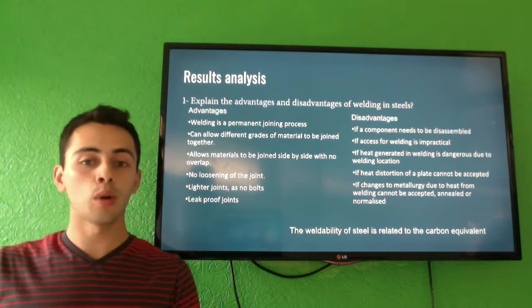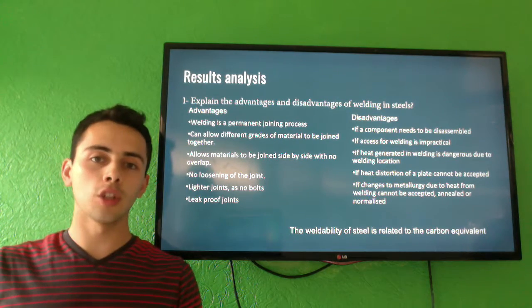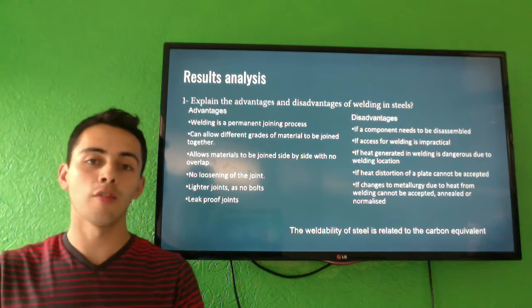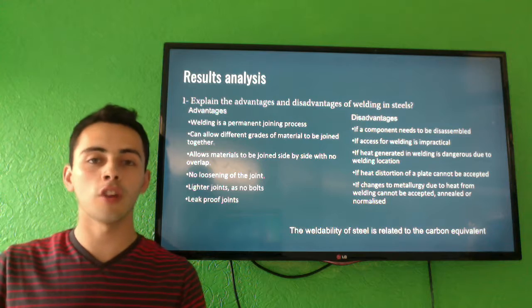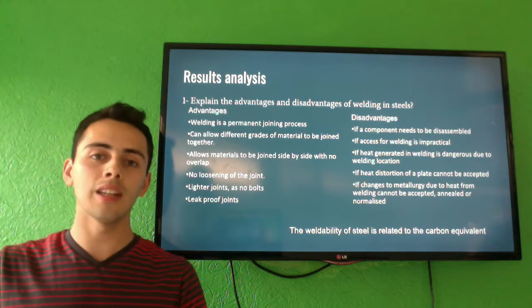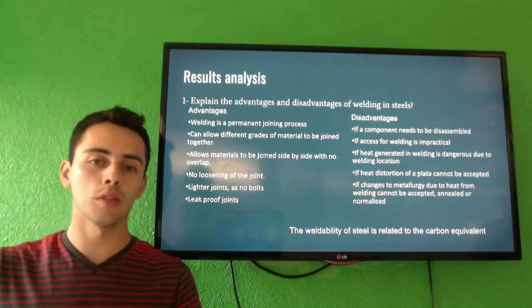In steels, it is important to know the carbon equivalent, or the percentage of carbon in the steels, as that will determine the weldability. For example, a steel with a higher carbon content will be harder to weld, and more caution will be needed than with one with a lower carbon equivalent.